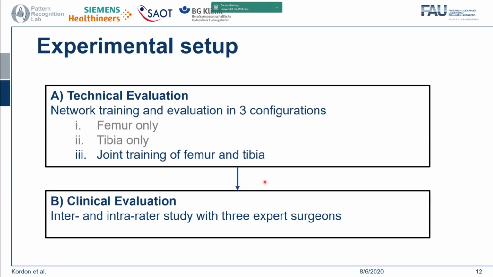The experimental setup was as follows. We first trained the network for 3 different configurations. So as I told you, we were evaluating it for the knee joint. So we had the femur bone, the tibia bone, and a joint training of both bones. The following results are only for this last configuration with the joint training, since this performed the best. For the other results, I would like to refer to the actual paper. And then we also performed a clinical evaluation, which is also currently ongoing with some more different experiments.